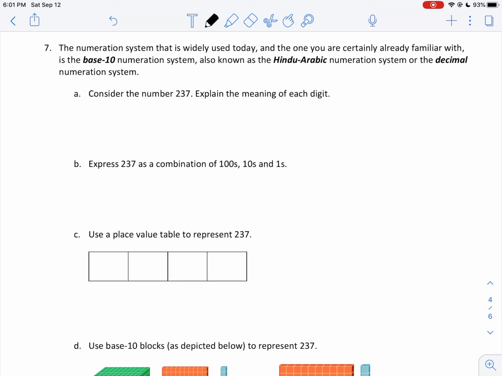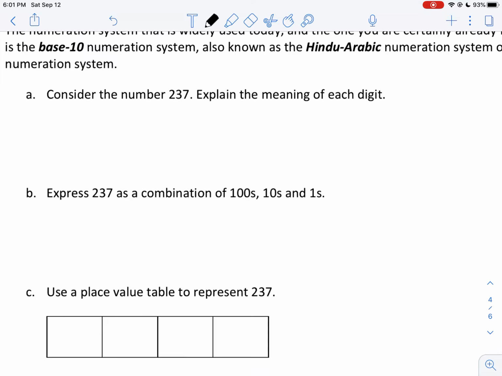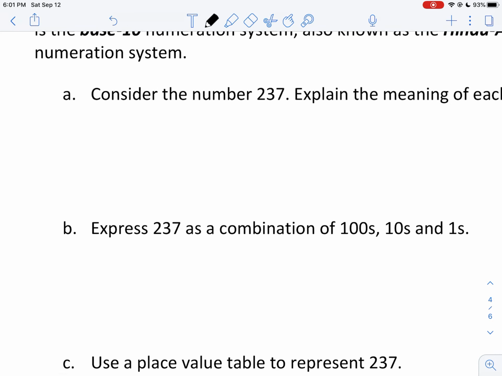Consider the number 273. Explain the meaning of each digit. Right, so the positioning of these digits matters. This is not a 2, a 3, and a 7 that are just combined together, right? Because if you just combined 2, 3, and 7, you would get a total of 12, which is not what this is trying to communicate. So the 2 doesn't really mean a 2, and the 3 doesn't really mean a 3. Does the 7 really mean a 7?